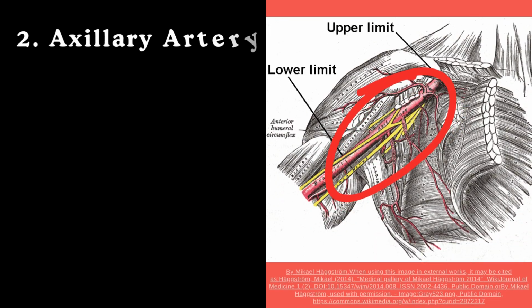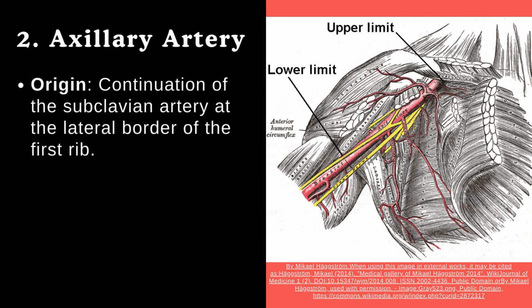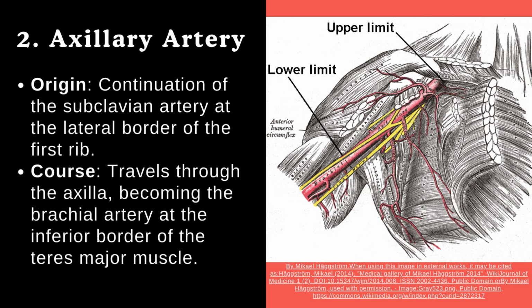Number 2. The axillary artery. Origin: it is the continuation of the subclavian artery at the lateral border of the first rib. Course: it travels through the axilla, becoming the brachial artery at the inferior border of the teres major muscle.